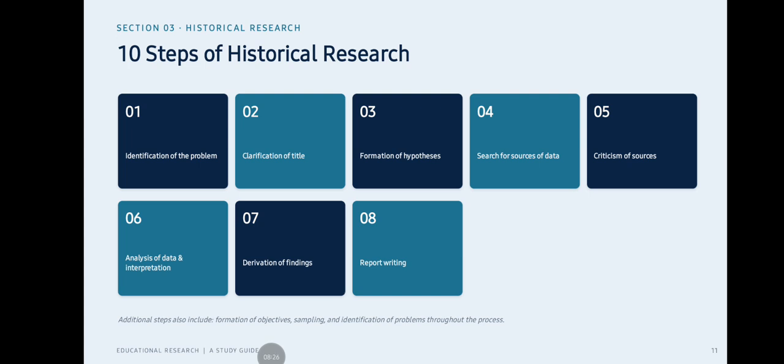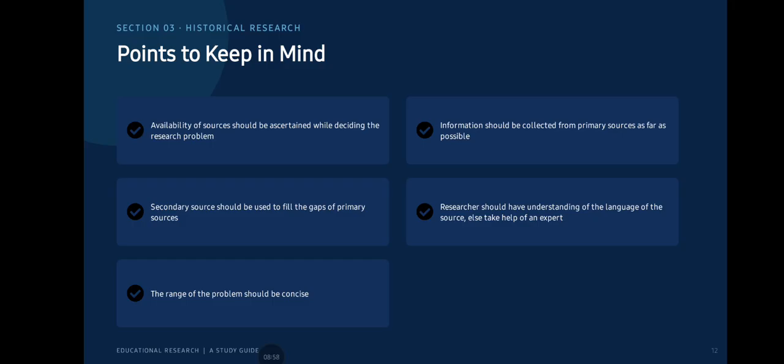There are 10 steps of historical research. First, identification of the problem. Second, clarification of title. Third, formation of hypotheses. Fourth, search for sources of data. Fifth, criticism of sources. Sixth, analysis of data and interpretation. Seventh, derivation of findings. Eighth, report writing. Additional steps also include formation of objectives, sampling, and identification of problems throughout the process.